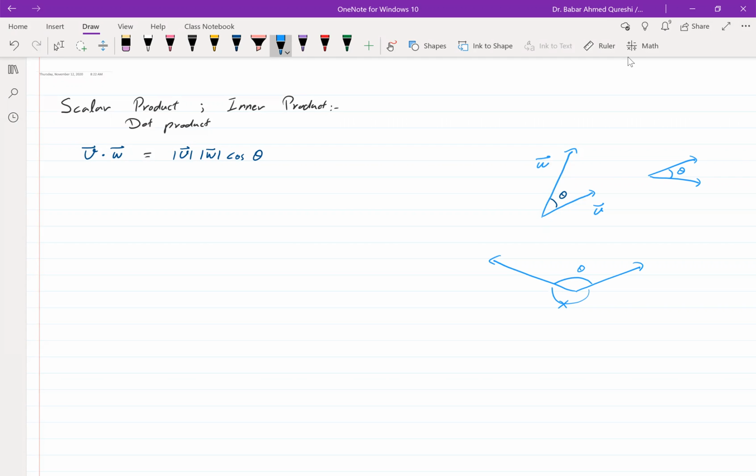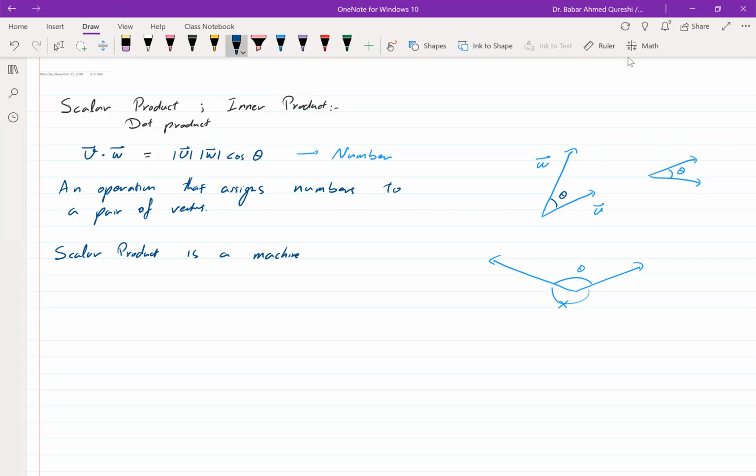So this is then an unambiguous way of assigning a number starting from two vectors. You're given two vectors V and W, which I have drawn over here, and the scalar product gives you a number, depending on what kind of vectors you have, what is their length and what is their mutual angle. So this should be thought of as an operation that assigns numbers to a pair of vectors. In other words, scalar product is a machine that takes two vectors and spits out a number.